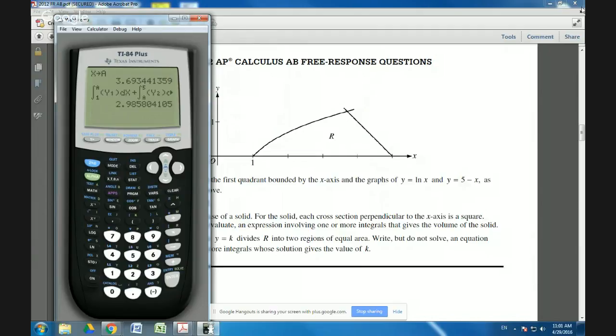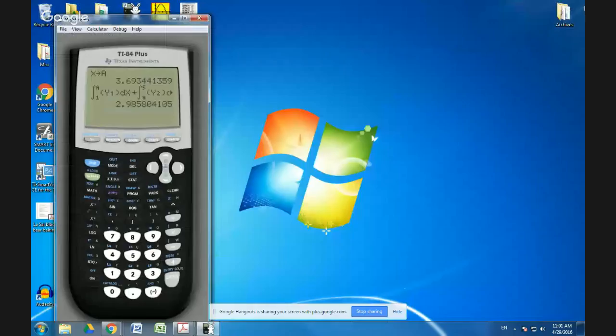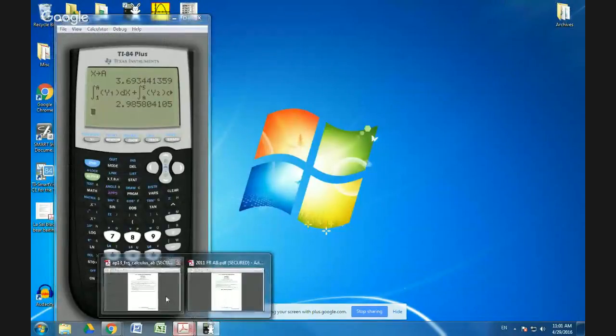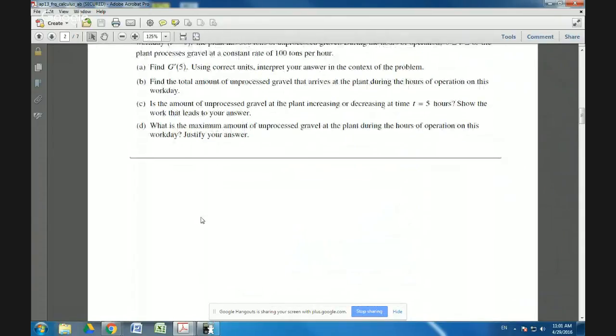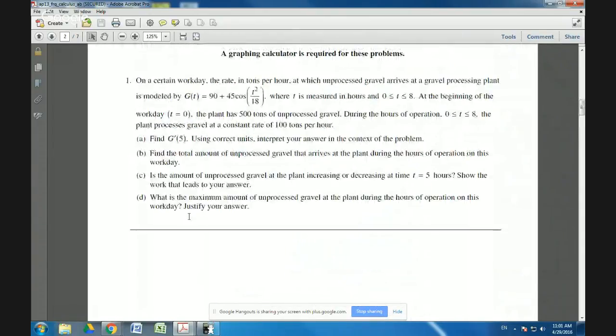All right. Let's look at derivative. I think we've probably seen this problem as well. The gravel plant, processing gravel. So what's the first thing you do when you get to this?